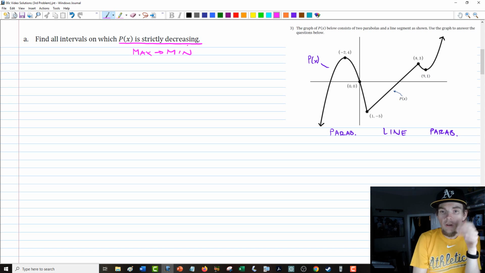or a high point downward. There's a couple different things. You all kind of know the trend there. So basically we're looking for the sections where that happens. And I see 2 sections right off the bat. I see a section right here, and I see a section right here.